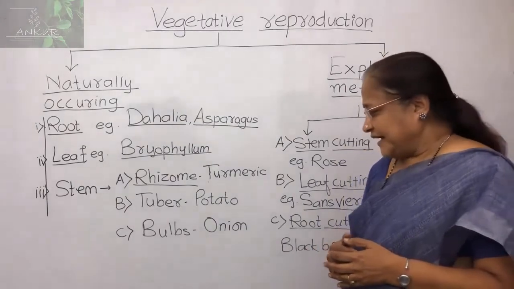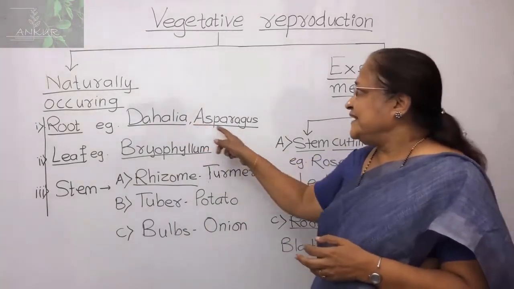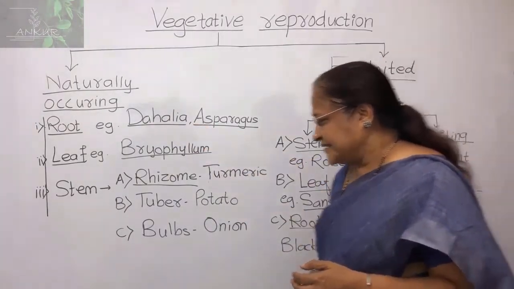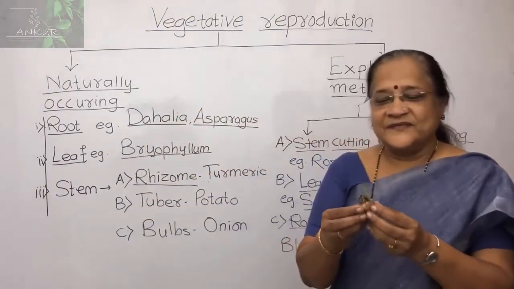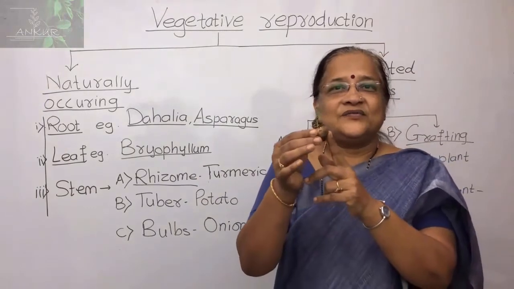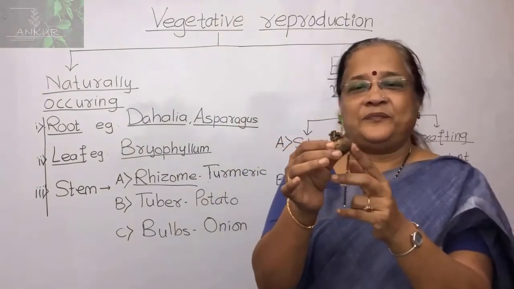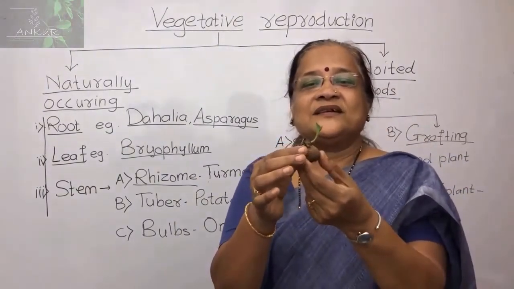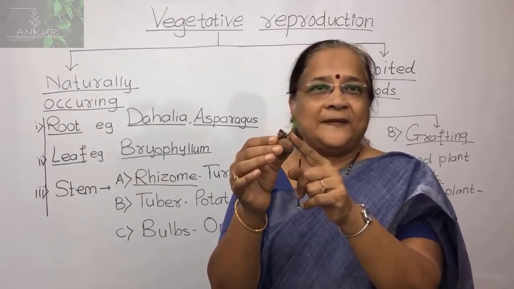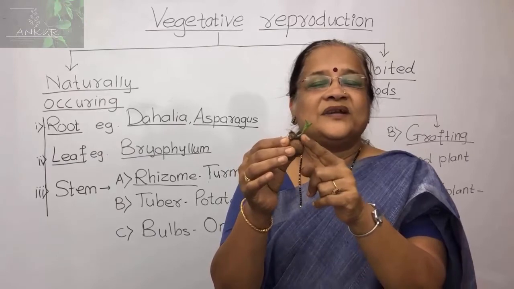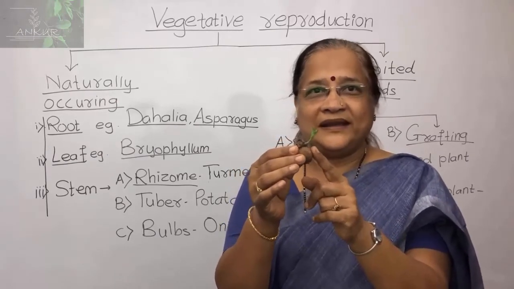The examples are, first, dahlia, and second, asparagus. We get the dahlia flowers, you know. This is the tuberous root of the dahlia plant, and from this tuberous root you can see a young part sprouting, and from that part you get the new plant of dahlia.